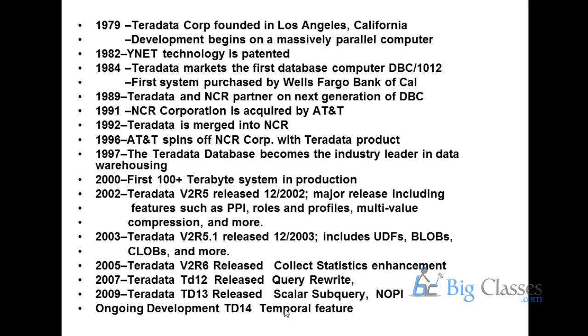And the difference from version to version is some of the major features which have been introduced in that particular release. Like in TD12, query rewrite; TD13, scalar subquery and no primary index; TD14, temporal feature and columnar feature. These are the two new features which have been introduced in TD14. So we will be looking at the syntax and semantics of these specific features as well. Not all, but since these are the major features, we will look into the syntax and semantics when we discuss the SQL part.